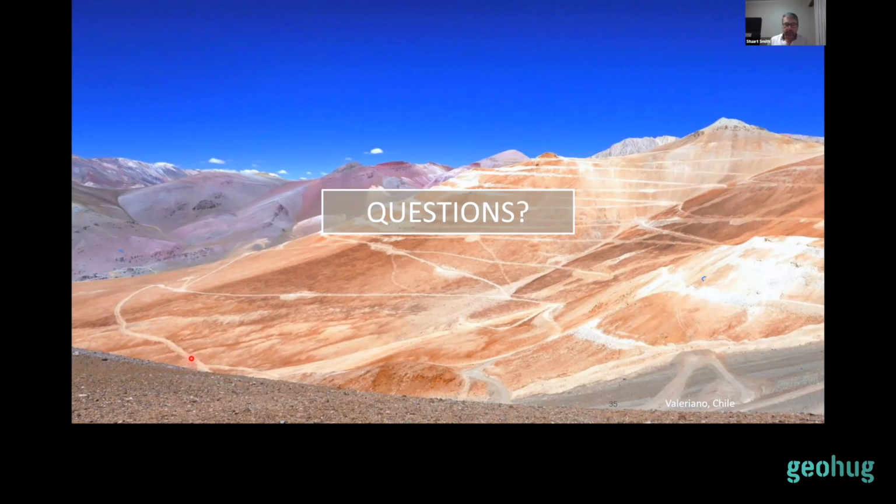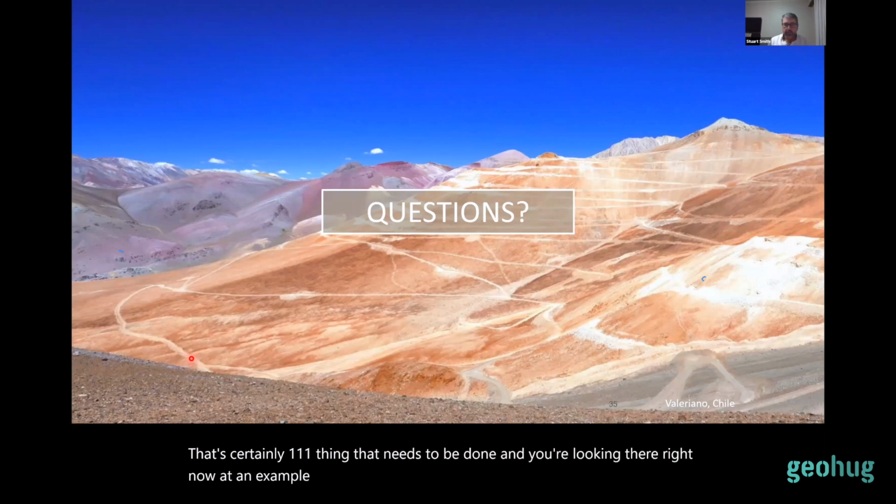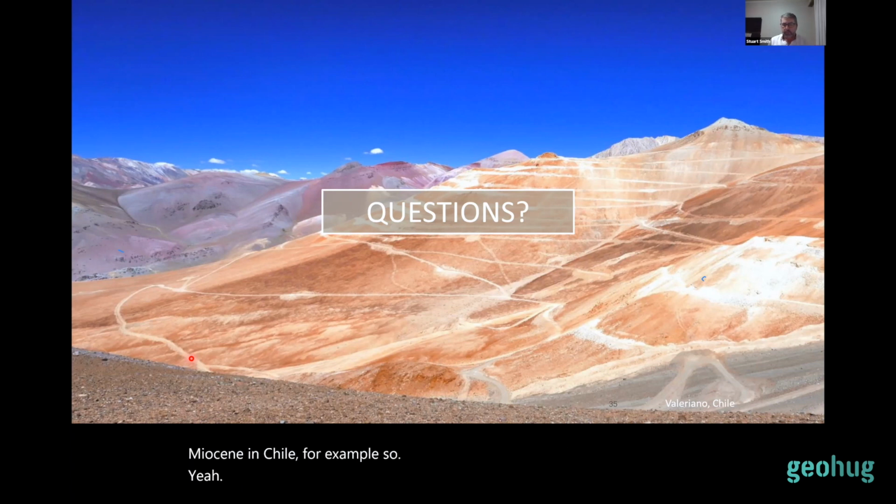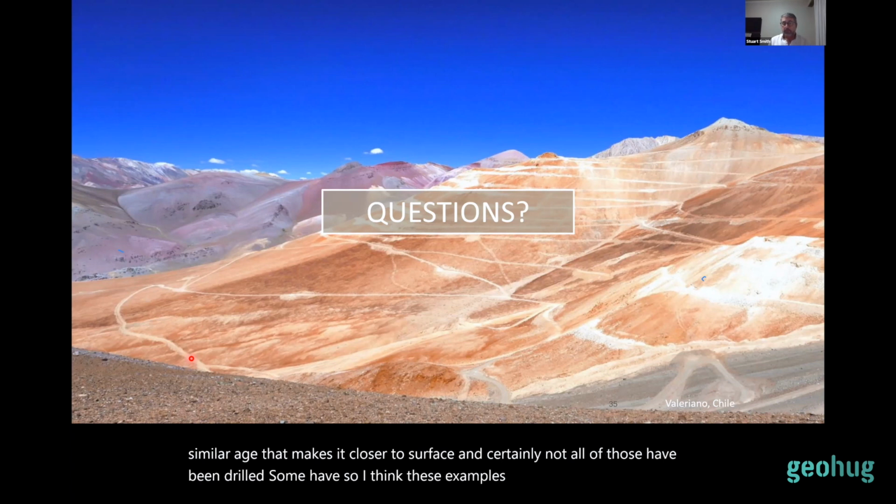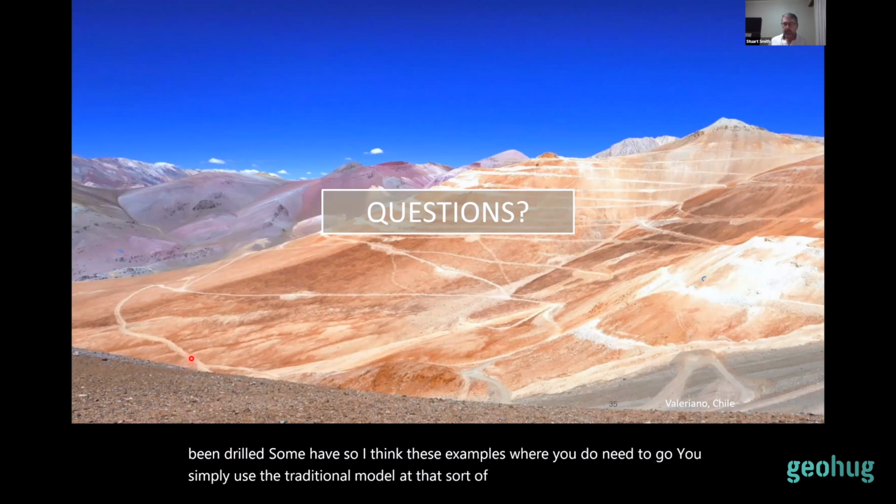That's certainly one thing that needs to be done, and you're looking right now at an example of one place where I think that can work. So the Miocene in Chile, for example. The Valeriano system sits at 1,000 meters, but there's probably other porphyries of similar age that may sit closer to surface, and certainly not all of those have been drilled. Some have. So I think there's examples where you simply use the traditional model at that sort of deposit district scale, and be prepared to go deeper.